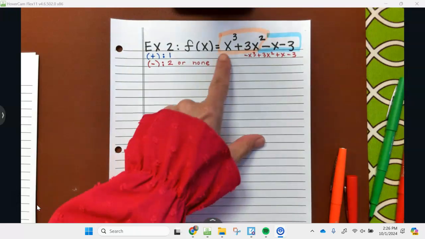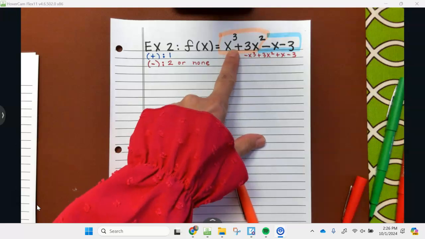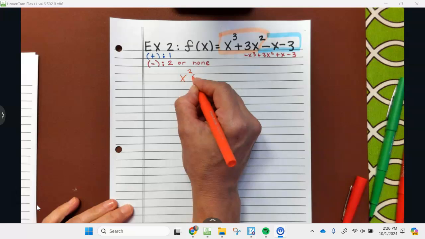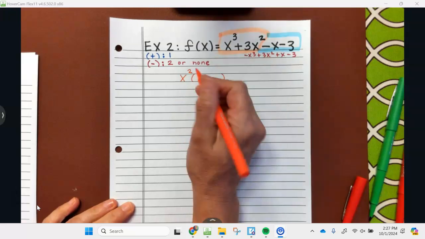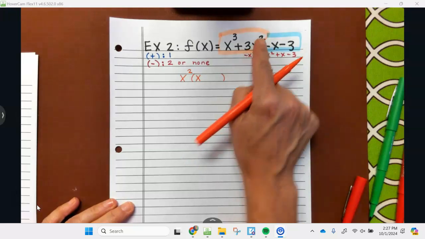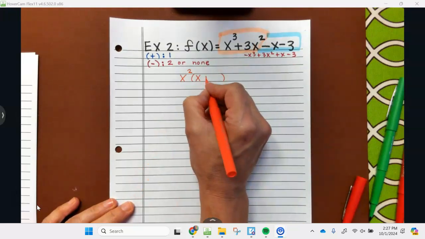Okay, this first group right here. What can I take out of this? X squared. Awesome. Let's do it. All right, there were 3 x's. I took one out. I took 2 out. There's one left. 3x squared. I took all of the x squared out, so that's going to be plus 3.